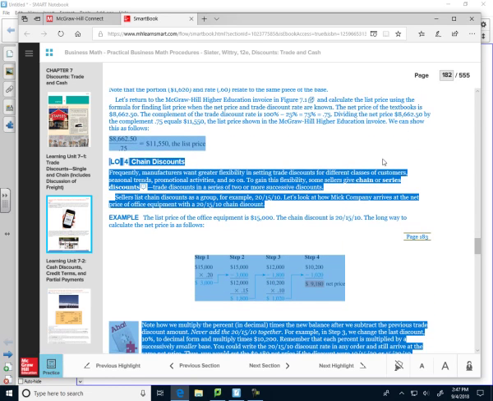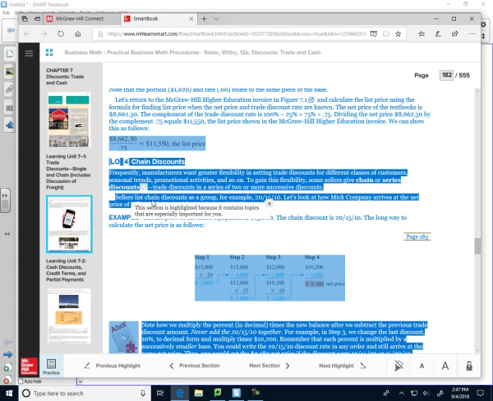So now let's go down here and talk about this chain discount. This is on or about, looks like it's at the bottom of 182. Yep, and 183 starts right there. Chain discounts, the book says, frequently manufacturers want greater flexibility in setting trade discounts for different classes of customers, seasonal trends, promotional activities, and so on. To gain this flexibility, some sellers give chain or series discounts. And this just simply means that the discounts are a series of 2 or more successive discounts.